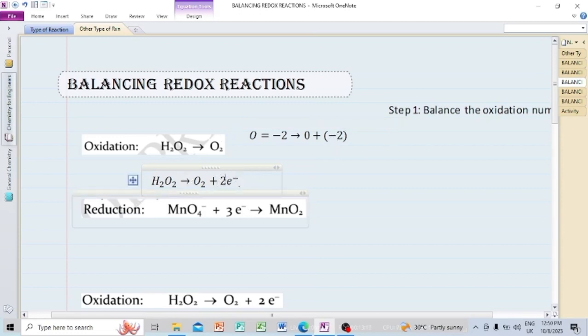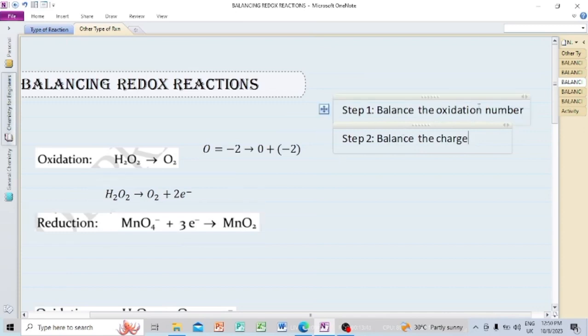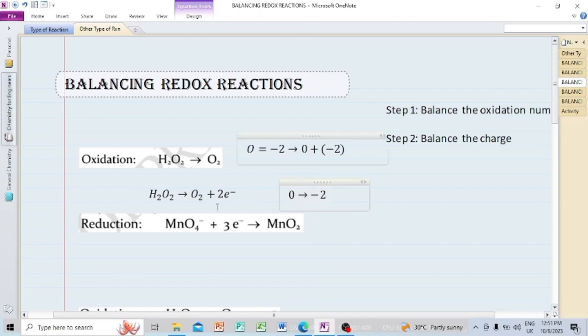So, the next thing that we will do, since nag-add tayo dito ng negative 2, the second step, so step 2 is to balance the charge. Remember that charge is different sa oxidation number. Sa charge natin dito, may nakikita ba tayong charge dito sa reactant side? Wala. So, from 0, kasi wala naman tayong charge dito sa reactant side natin. So, from 0 to, ang charge ng product side natin is 2 times negative, so this is negative 2. Meron tayong 2 electron dito. Since, di ba, ang charge ng electron is negative, so we have negative 2.